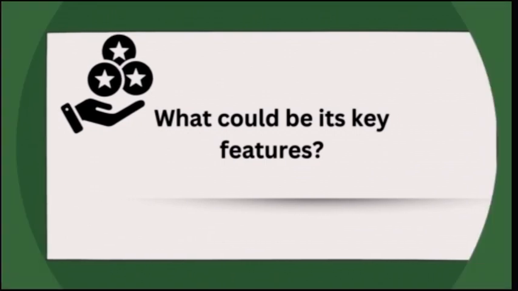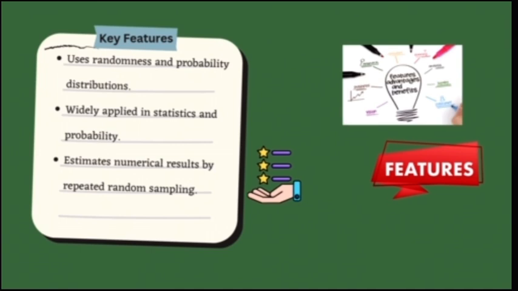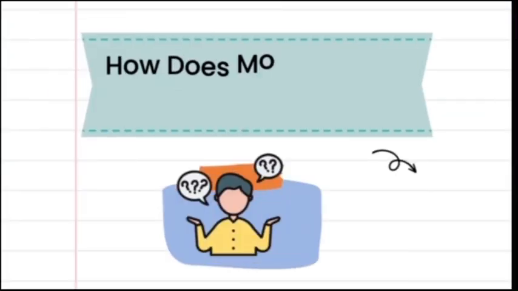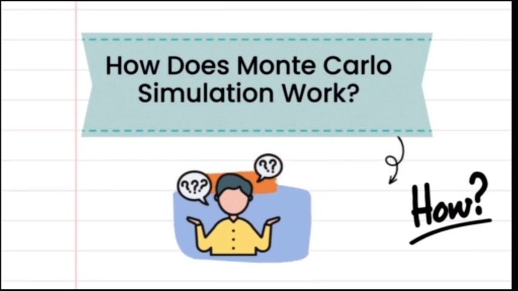So let's talk about its key features. It uses randomness and probability distributions, widely applied in statistics and probability. Finally, it estimates numerical results by repeated random sampling. So you must be wondering, how does Monte Carlo simulation work?